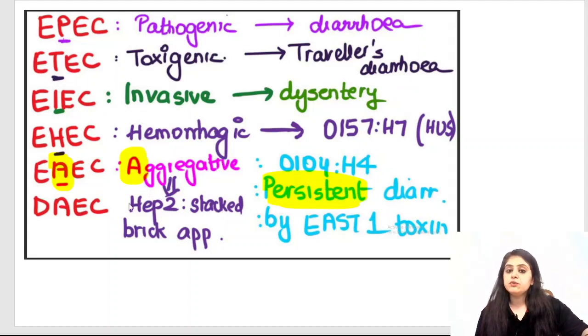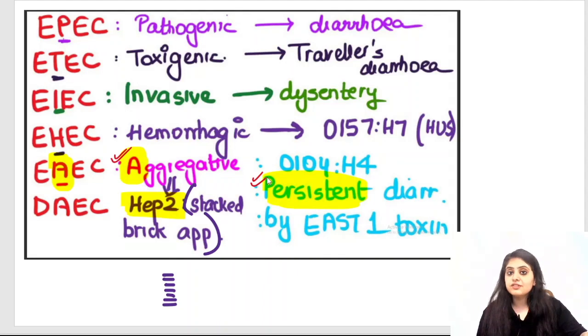Persistent diarrhea by enteroaggregative E. coli. And if you try to grow enteroaggregative E. coli on a cell line, that is the Hep2 cell line, you'll get aggregation. Means it will look as if they are stacked. It gives you the stacked brick appearance. So what are the questions that you get? Enteroaggregative E. coli, when they aggregate, they make an impact. So persistent diarrhea. And on Hep2 cell line, they show you the stacked brick appearance.